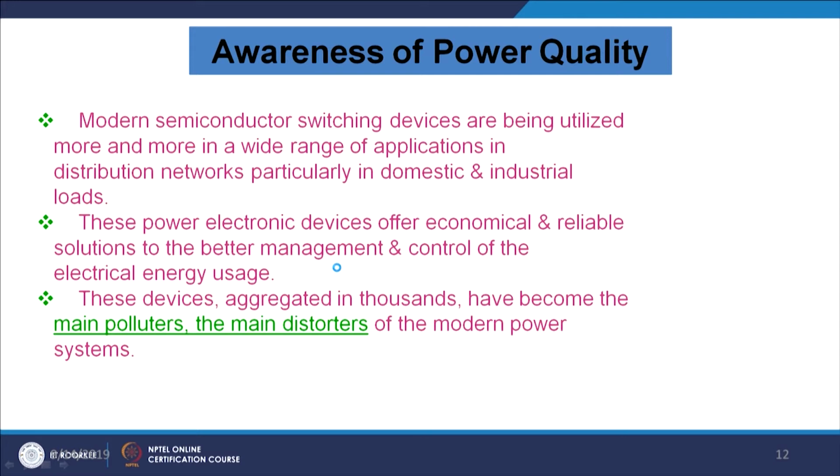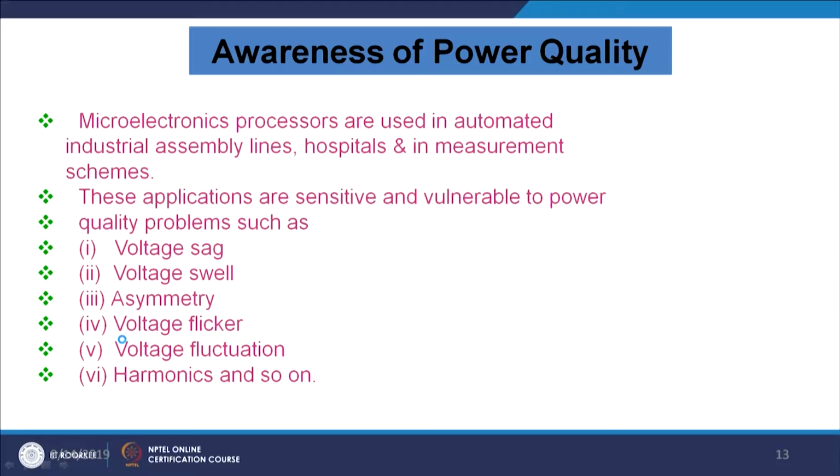These devices aggregate in the thousands and have become a main source of pollution and distortion to the modern power system. So, the ultimate culprit is power electronics, but we are trying to find the solution by power electronics. Now, what else? Microelectronic processes are used in automated industry, assembly lines, and hospitals that we have discussed, and we know these are the problems.